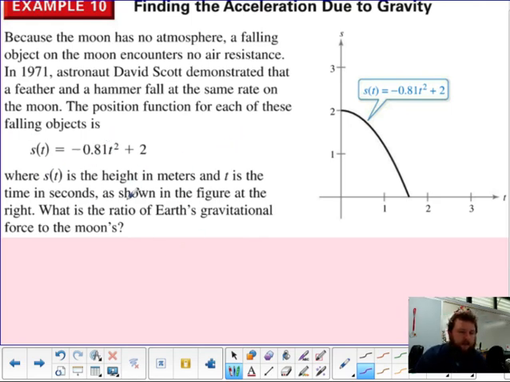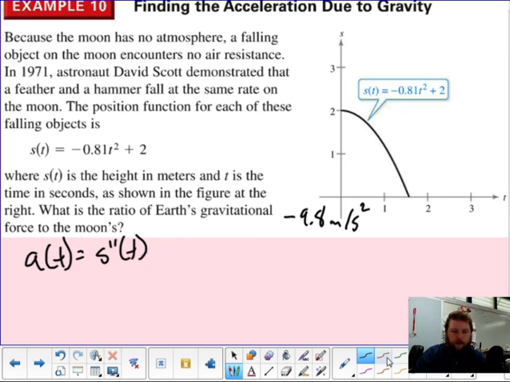and time in seconds, as shown in the figure to the right. What is the ratio of Earth's gravitational force to the moon's? If you remember, for Earth it is negative 9.8 meters per second squared. That is the Earth's acceleration of gravity. So we have to find the acceleration of gravity for the moon, and we're going to use this position function. We know our a of t is going to equal s double prime of t. So we have to figure this out.